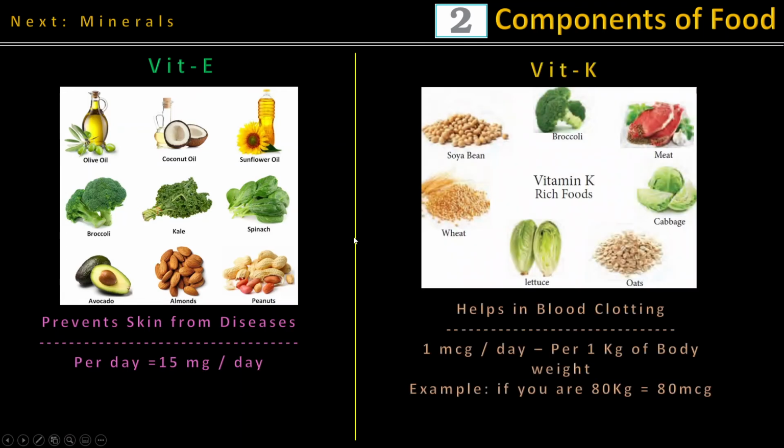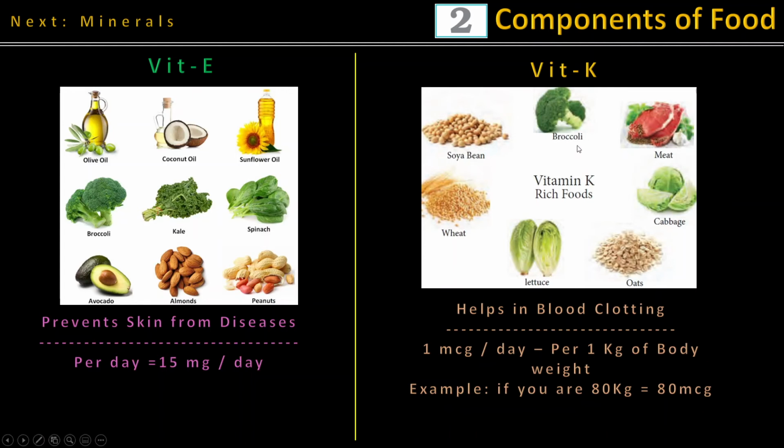Next, vitamin K, which will help in clotting the blood, as I told. Per day we need to take 1 mcg per kg of body weight. For example, if you weigh 80 kg, then you have to take 80 micrograms of vitamin K. These are the food items related to vitamin K.